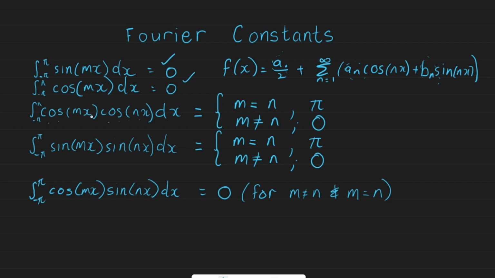However, for every other value of m and n, which are not the same, so if m and n are different values, then this integral gives you 0. And if we have sine mx and sine nx, and if m is equal to n, then we get pi. And if m is not equal to n, then we get 0. And then lastly, if we have cos mx and sine mx and we integrate this, then regardless of the values of m and n, if they are the same or not the same, it will give us 0. So these were the results that we had derived in the last video, where we looked at integrals of periodic functions.